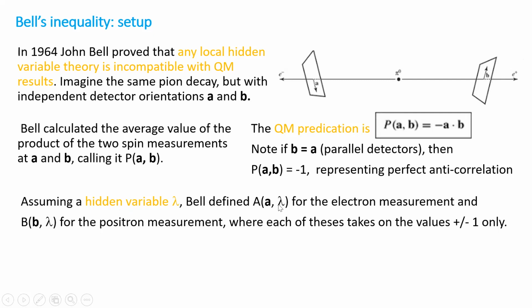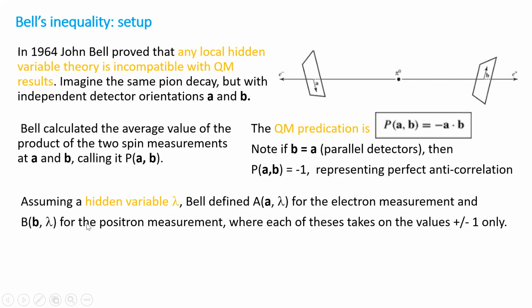For a given value of lambda, that would tell us what the electron measurement would be. So depending on the hidden variable, this function would tell us what the electron measurement would be. And similarly, the function B would tell us what the positron measurement would be at the location of the detector with vector B as its orientation. And each of these takes on only the values +1 or -1. Okay, it's either got to be up or down in the direction of the A or B vector.